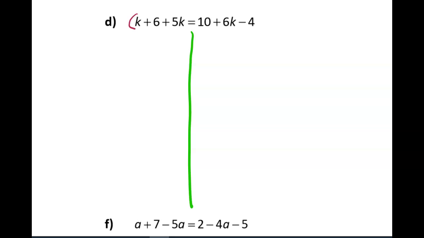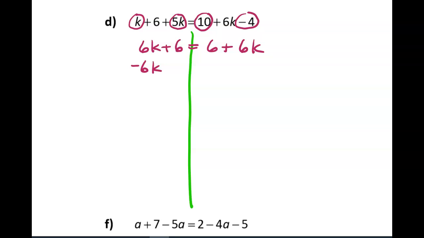So let's take our like terms, negative k and 5k. That's 1k and 5k, which are 6k, plus 6 equals. And then on the right side of the equation, we have positive 10 minus 4. So that's going to be 6 plus 6k. Now let's subtract our variables off from both sides. So in order to move this 6k on the left side, we can subtract 6k from both sides of the equal sign. That'll give us 6 equals 6.